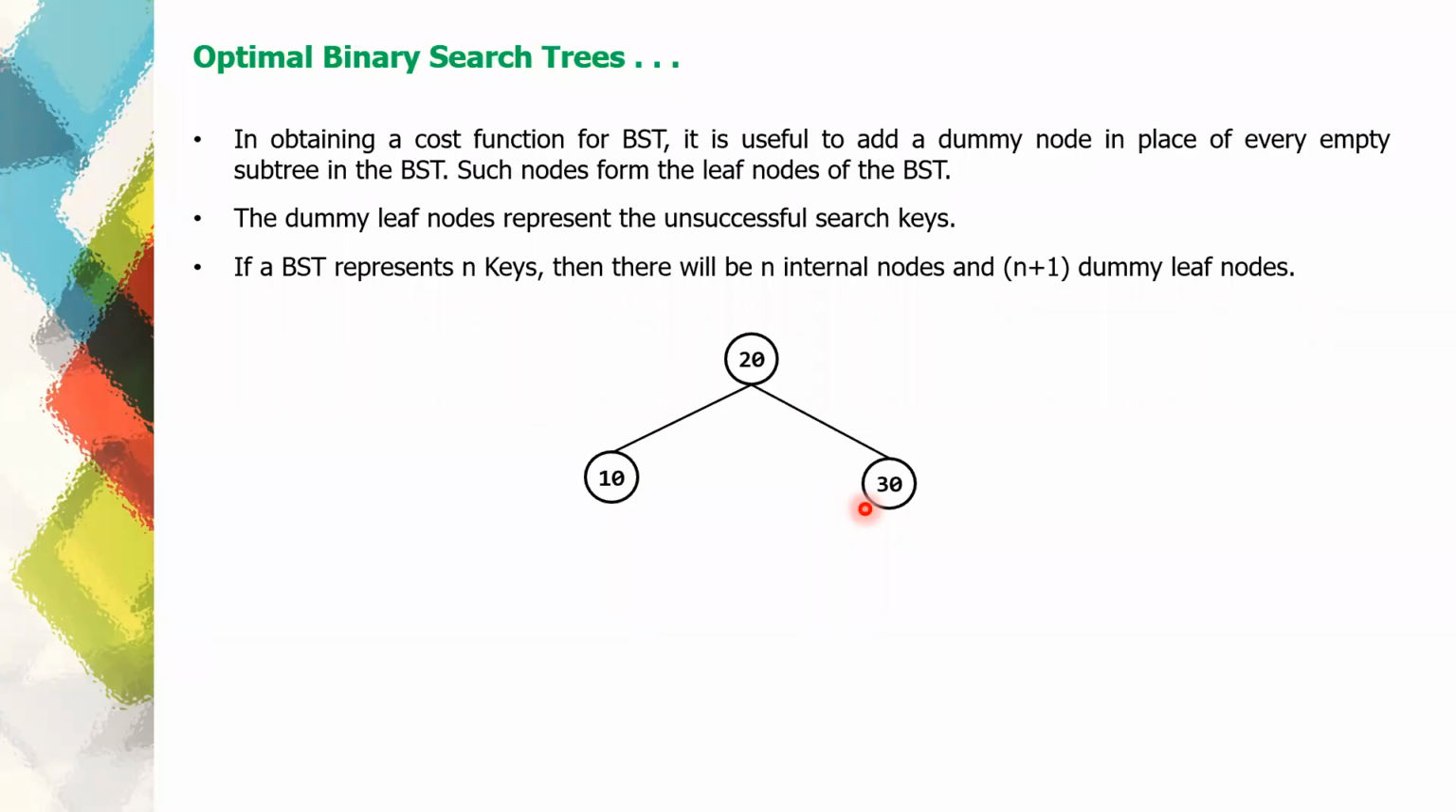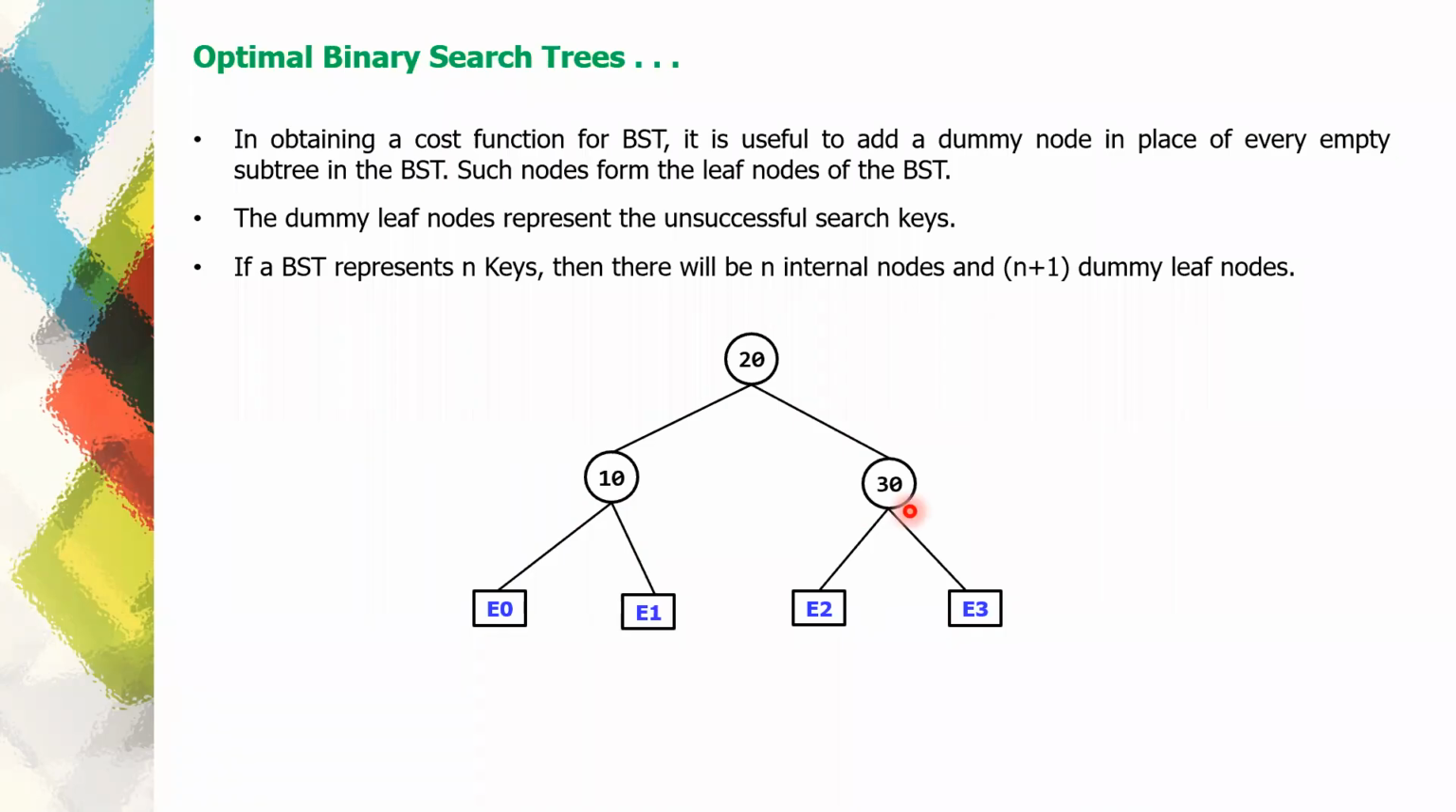If we want to make them internal nodes, they must have some children. So I'm going to create dummy child nodes. Each parent will have 2 dummy child nodes. I have added these dummy nodes at the bottom of the tree. Now E0, E1, E2, E3 are becoming leaf nodes, and 10 and 30 are becoming internal nodes. This is the motive behind adding the dummy nodes: I want to make all the keys internal nodes.